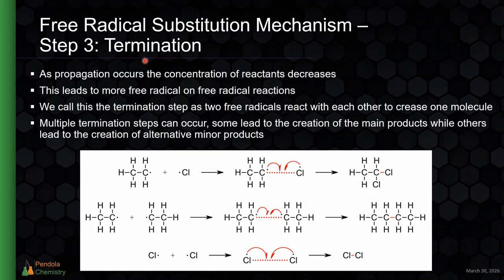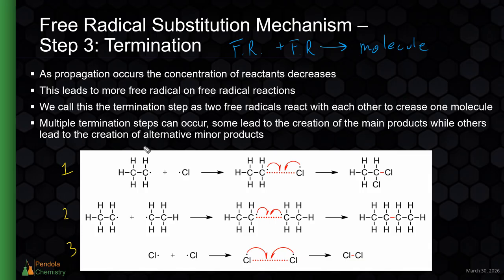The termination step is going to happen when a free radical reacts with a free radical to create a molecule. Now, any of those free radicals we saw could react with each other. So there's three different termination steps here that we can look at. The first, the second, or the third. All of these can happen.